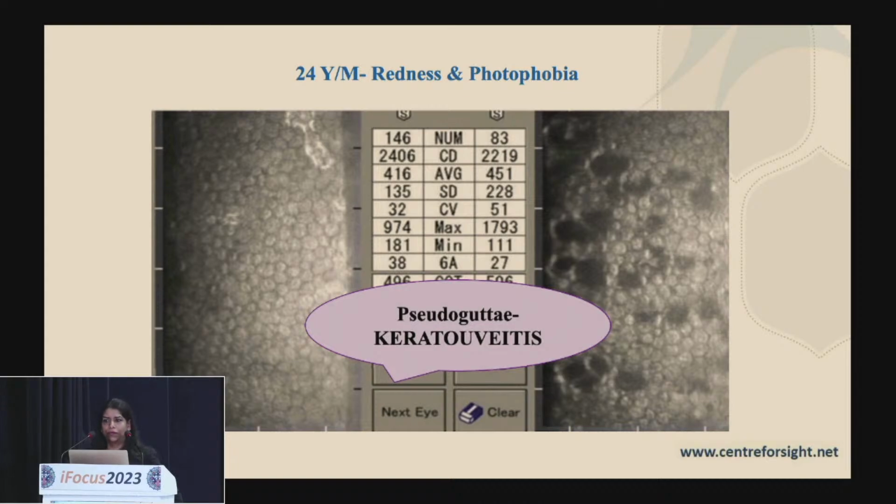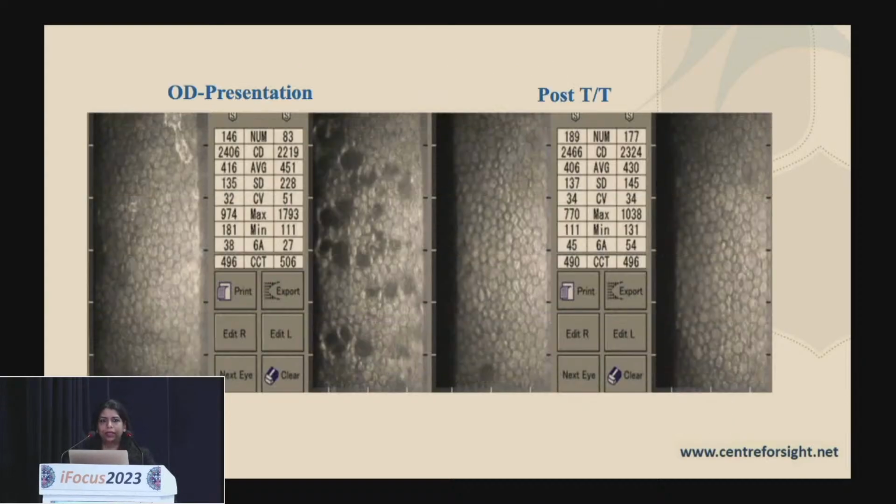yeah, patient has keratouveitis. In the next picture, if you see, this is a presentation. Post-treatment, the patient's left eye indices are normal, okay? So for your viva, you should be able to differentiate between gouttes and pseudogouttes.